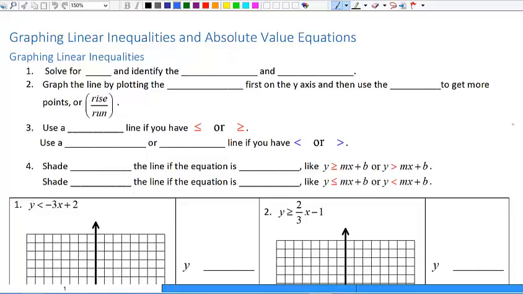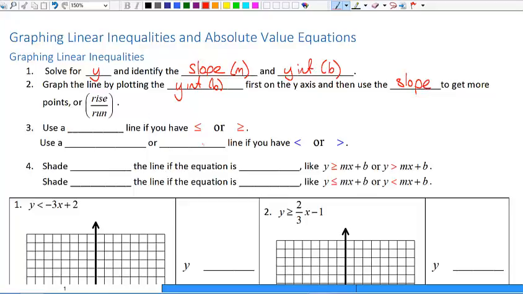In this lesson, we'll be graphing linear inequalities and solving absolute value equations. To start graphing linear inequalities, let's go through the steps. First thing I want you to do is to solve for y and identify the slope and the y-intercept. The next step is to graph the line by plotting the y-intercept first on the y-axis and then use the slope to get more points. And that's rise over run.